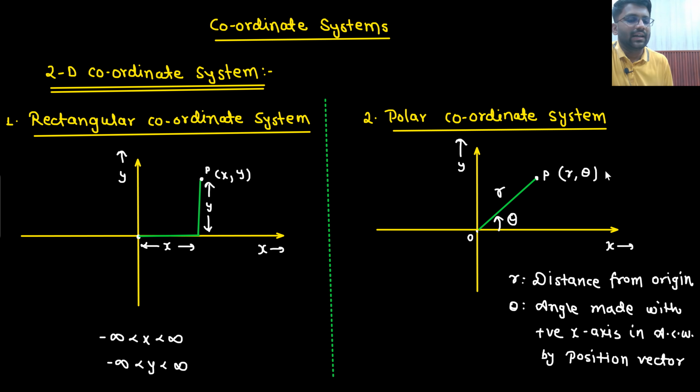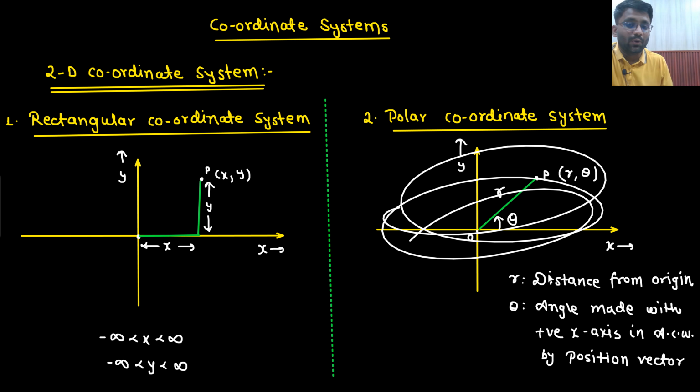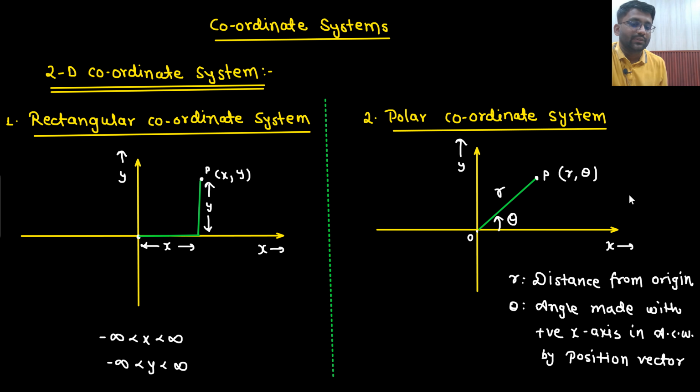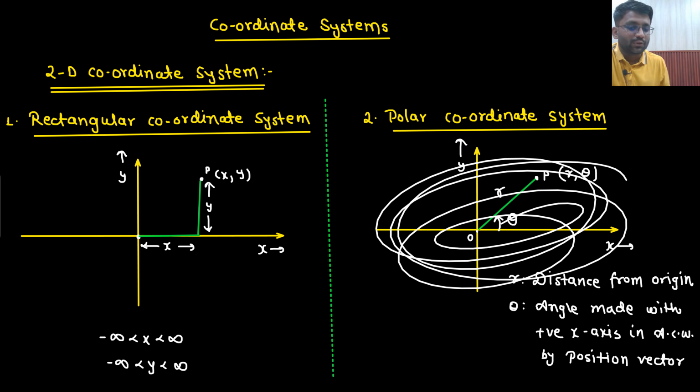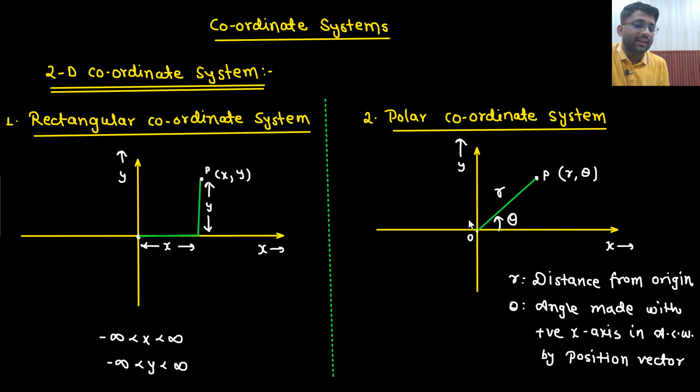So two coordinates, r comma theta, we are giving. Now first of all, let me know what should be the range of r such that you can cover the whole coordinate system. r is the distance from origin. So would r go from minus infinity to infinity, or 0 to infinity? r will go from 0 to infinity and theta will go from 0 to 2 pi.